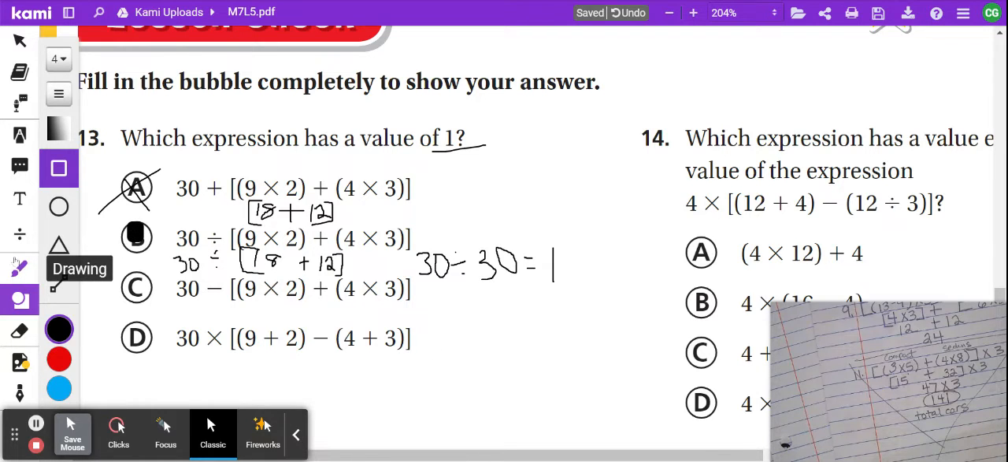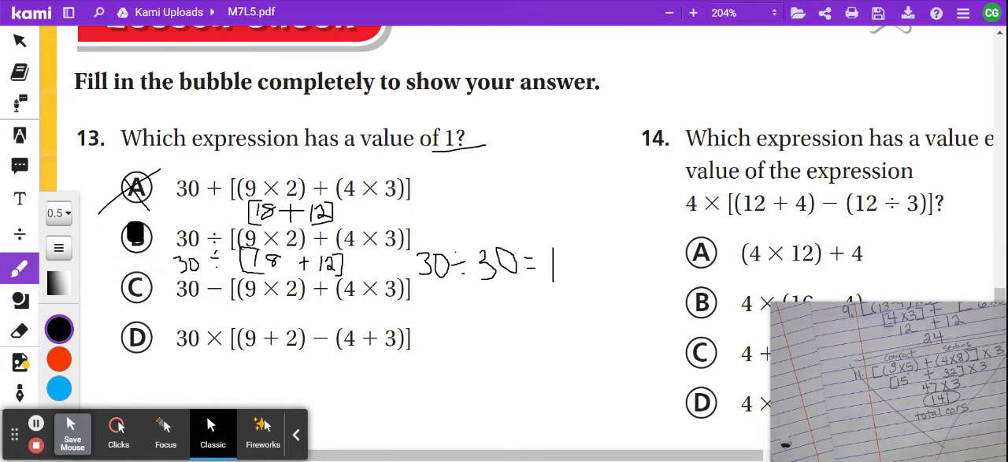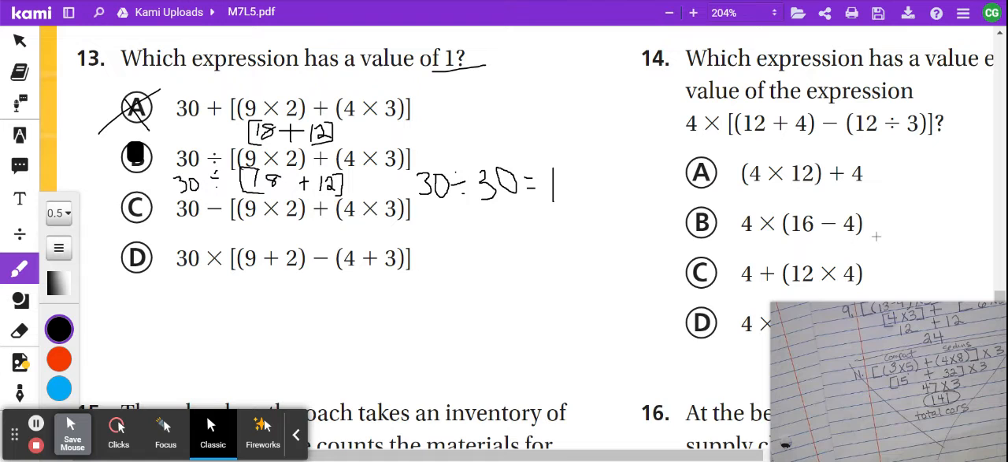All right, let's look at them. If you do 14, see how I got the answer B.